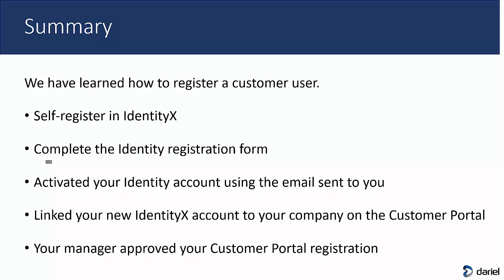Once we have completed the Identity X registration, we then need to link Identity X to the company and to the customer portal. We've shown how to do that, and finally we show how the manager approves the user on the customer portal. The user should now be able to log in and complete transactions with Foscor's permits.